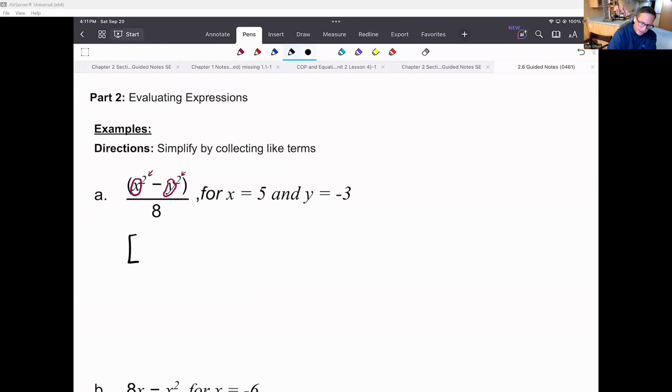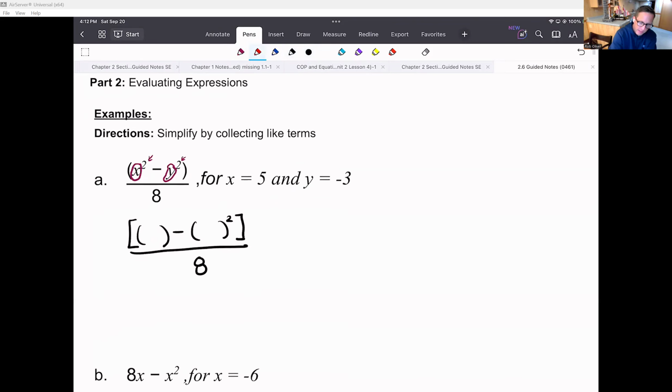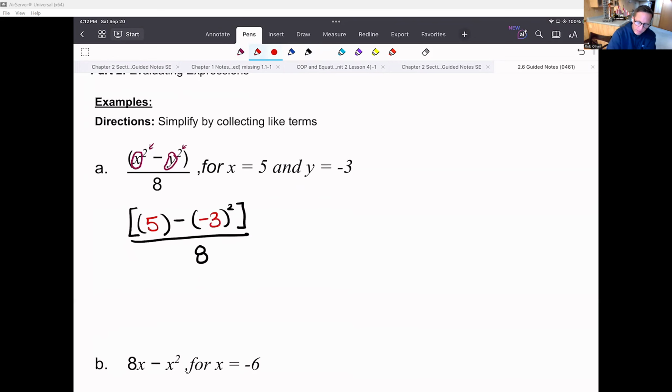So I'm going to do this. I'm going to write it like this, all over 8, like that. All right, x is 5, and y is negative 3.